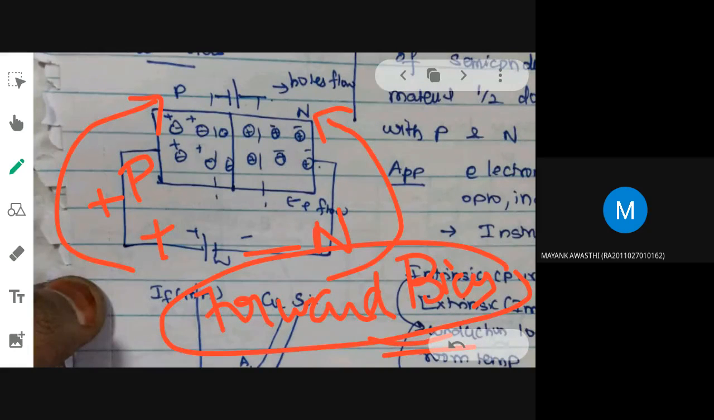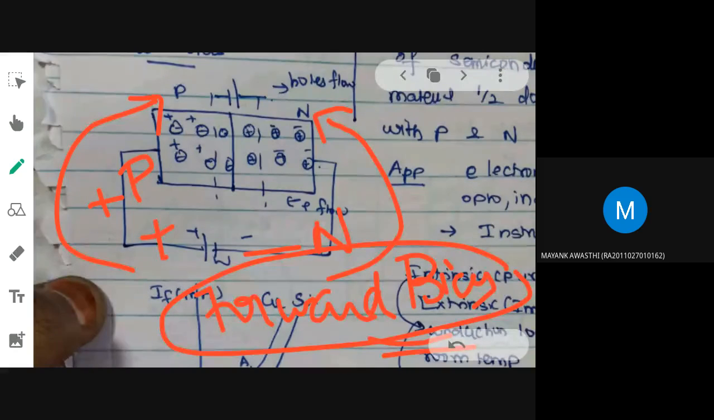Remember this, you should not forget this. I think you must have studied this in physics class anyway. You are sitting as if it is new to you. Anyway, I am telling it again. You connect the positive terminal of the supply to P type and the negative terminal of the supply to N type. That type of biasing condition is called forward bias, which you should never forget.